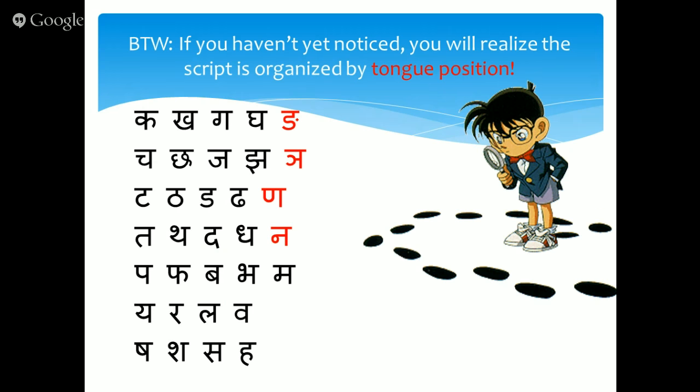We go a little bit further, what's left? We have our lips. So our lips closed give us pa, pha, ba, bha, and ma. And so you notice that the alphabet is actually organized from back of the mouth, middle of the mouth, front of the mouth, lips, and then everything else. Very scientific, isn't it?